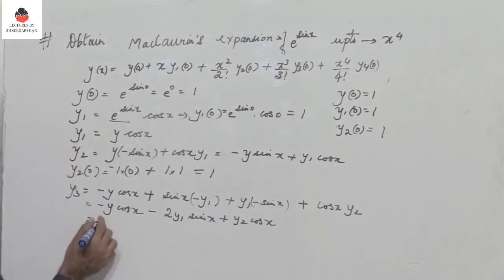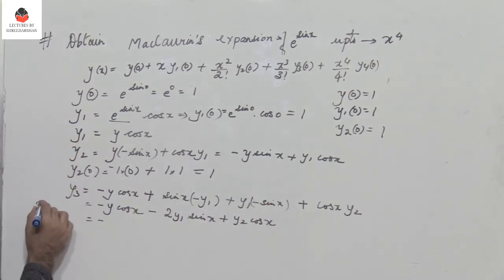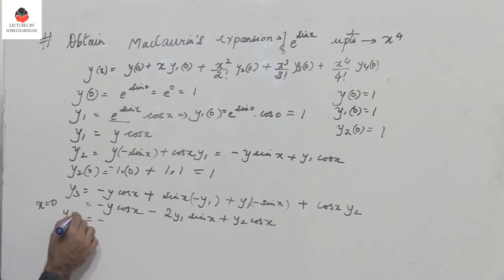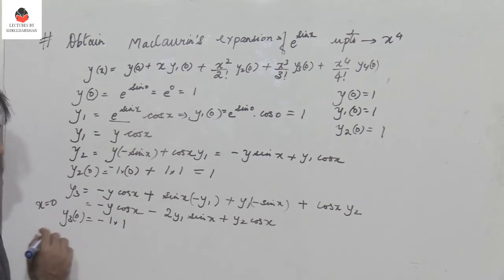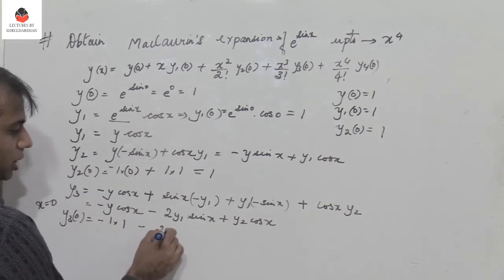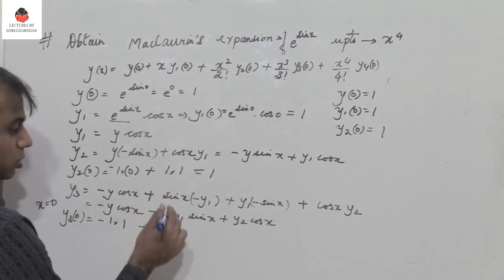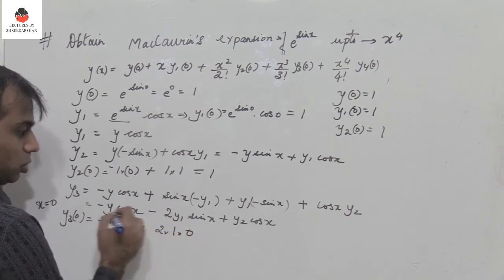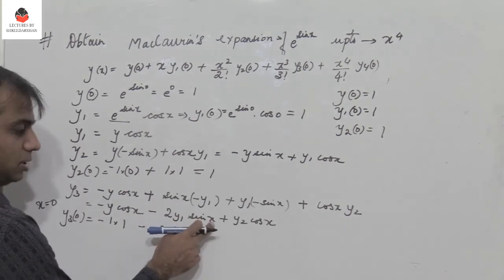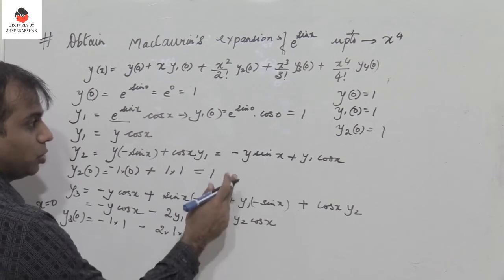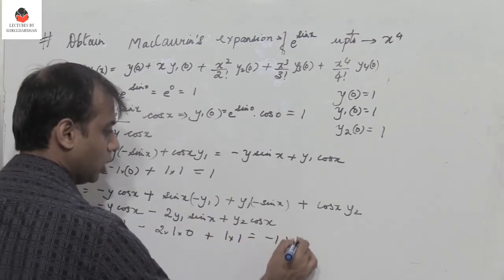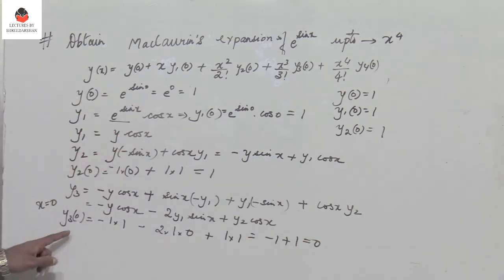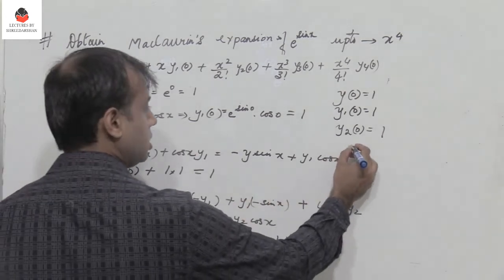So if you put x equal to 0, therefore y3 of 0 is nothing but minus y of 0. What is y of 0? 1 into 1, minus 2 into y1 of 0 is again 1 into 0, sine 0 is 0, plus y2 of 0 is 1 into 1. So you get minus 1 plus 1 equal to 0. So we have y3 of 0 equals 0.